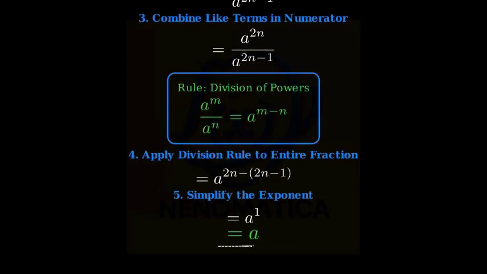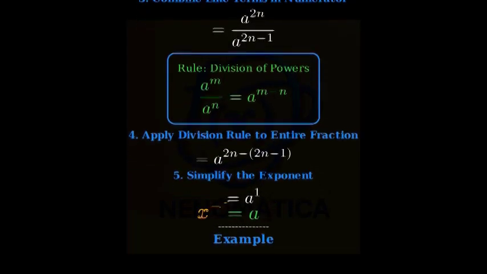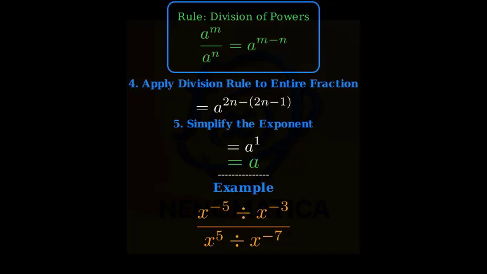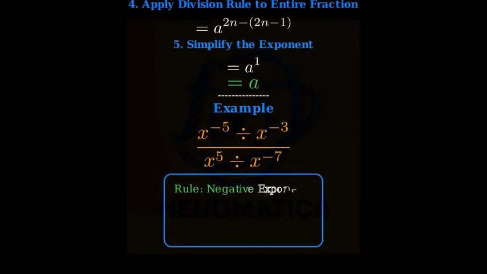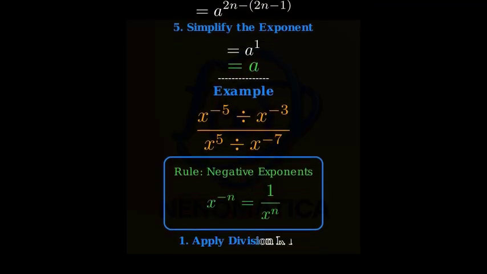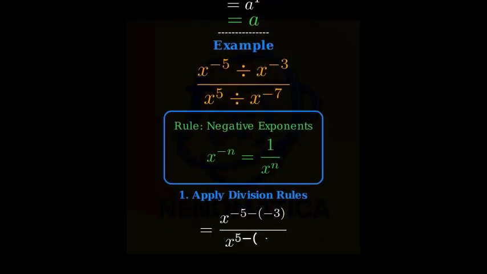Let's move on to our next example, which involves working with negative exponents. Here we have x to the power of negative 5 divided by x to the power of negative 3, all divided by x to the power of 5 divided by x to the power of negative 7. When working with negative exponents, remember that x to the power of negative n equals 1 over x to the power of n. Let's start by applying the division rule to both the numerator and denominator.